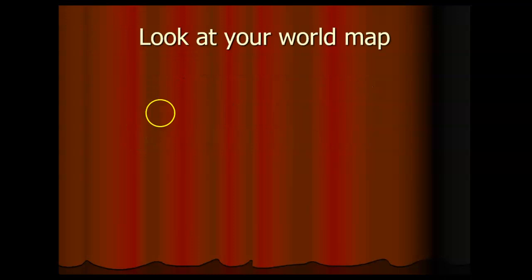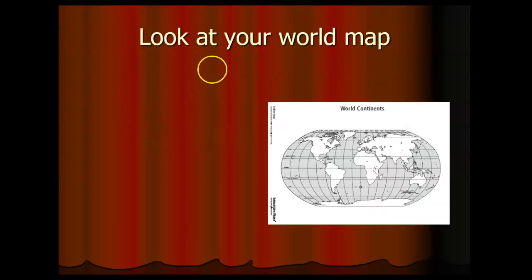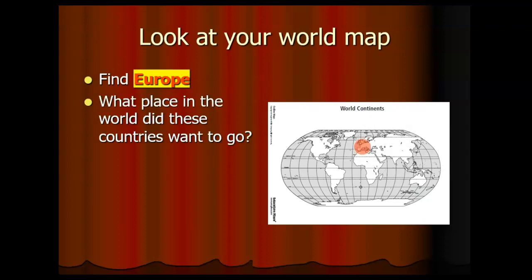So let's take out this map. Can you find it, please? Remember where your world continents side. I want you to find Europe, okay? And then remember what we talked about. There's Europe on the map. Okay, so where did those people in Europe want to explore to?